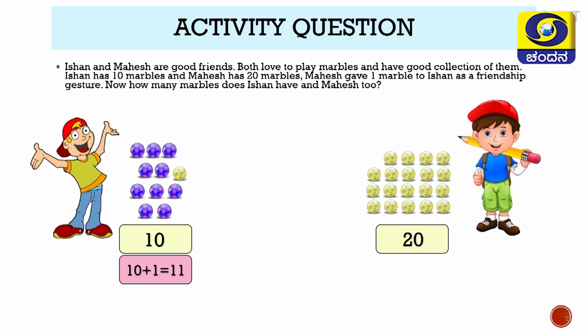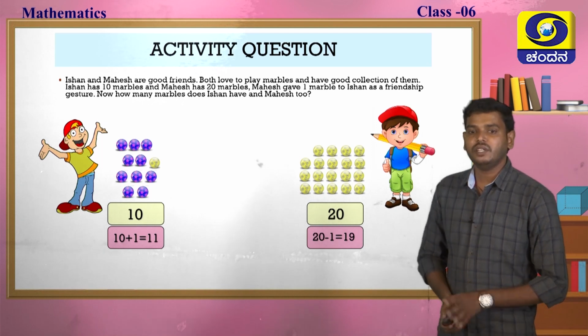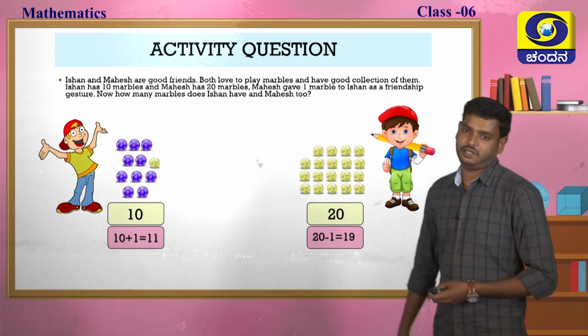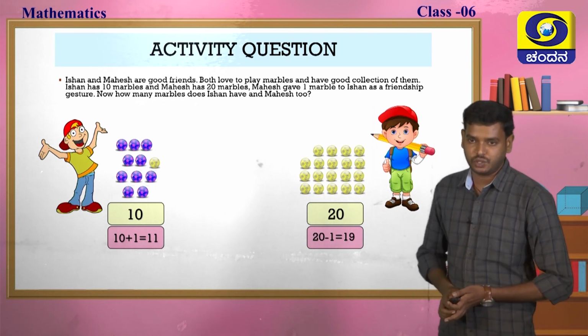Is it correct, children? What about Mahesh's marbles now? Because he has given one marble to Ishan, he has lost one marble. 20 minus 1 is equal to 19. Did you get it, children? So, now Ishan has 11 marbles and Mahesh has 19 marbles. I hope you have understood.